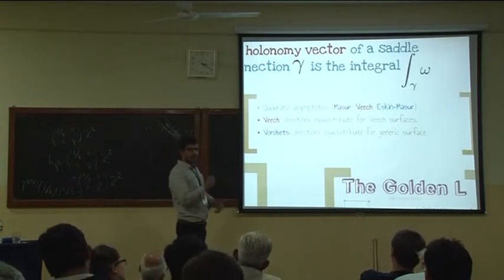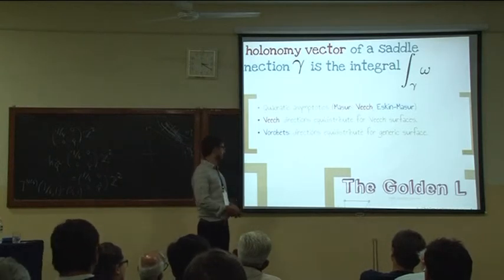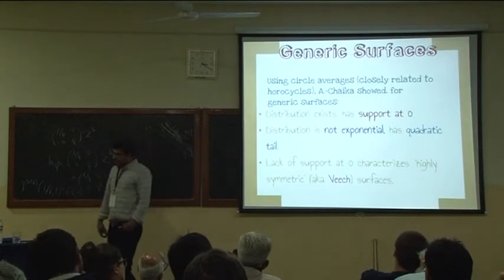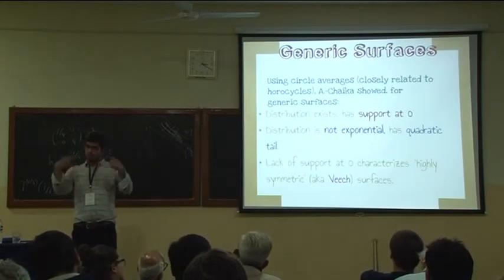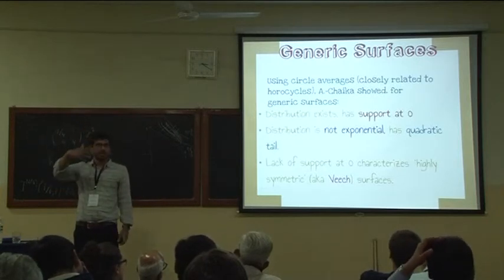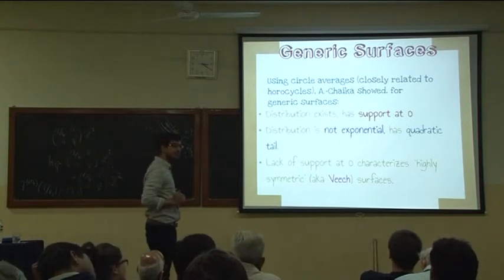Vorovec showed this in more generality. He showed this for surfaces which are very non-symmetric, or more generic. And so now the natural question for us is, what's the gap distribution? They look random according to this first thing. These saddle connections are showing up in random directions. Are they showing up truly random?